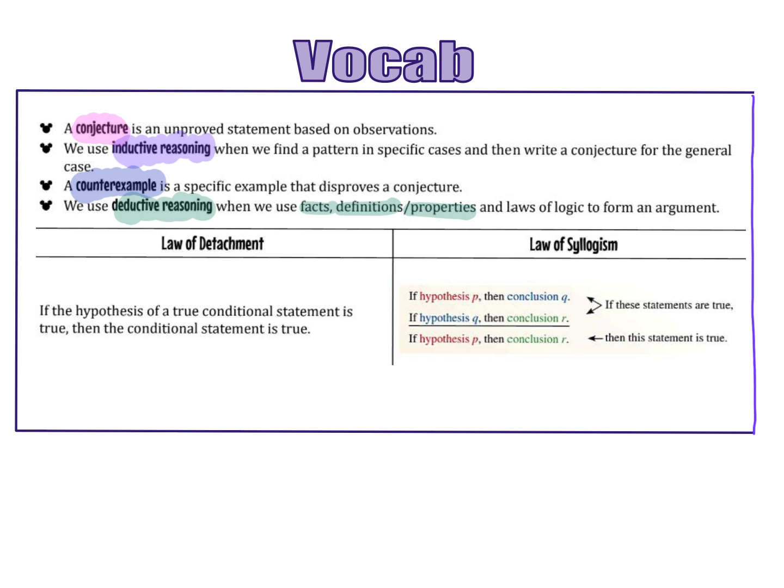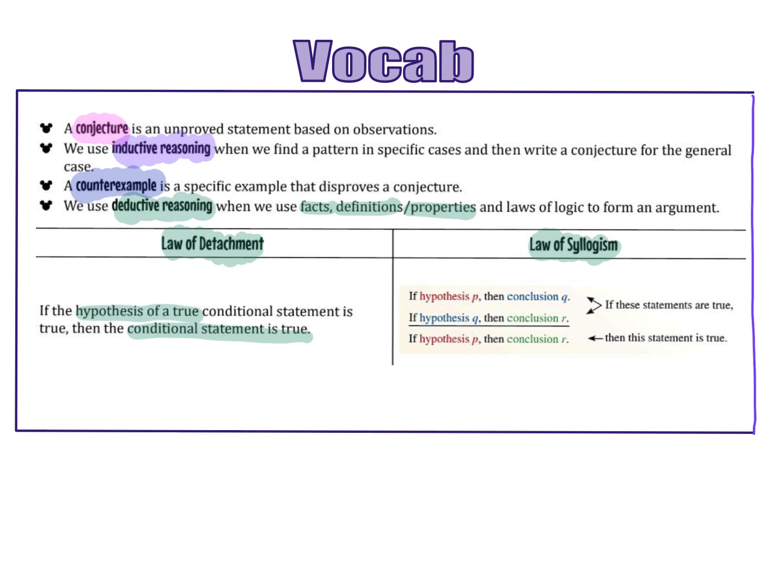The law of detachment and the law of syllogism are just something that we use when we're reasoning to create deductive reasoning. So this isn't something I necessarily care about you knowing by name, but it is something that we will be using one way or another. The law of detachment says if the hypothesis of a true conditional statement is true, then the conclusion is true. So if we know something is true, then we can conclude something else. You'll see examples about those towards the end of our notes today.